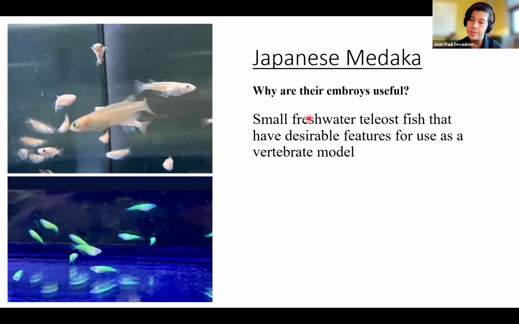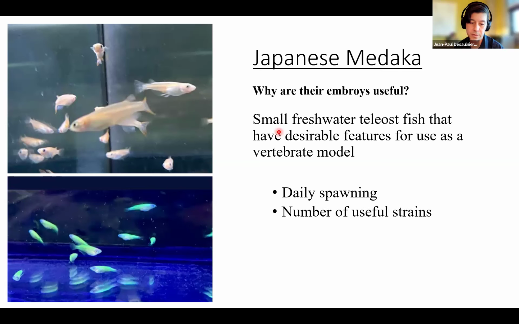Now, we wanted to look at Japanese Medaka, and we want to look at embryos. What are Japanese Medaka? They're small freshwater fish that have desirable features for use as a vertebrate model. So we have an aquatic lab here at Ontario Tech with my collaborator, Danina Simmons. But what's nice about these fish is that they spawn eggs daily. There's a number of useful strains.